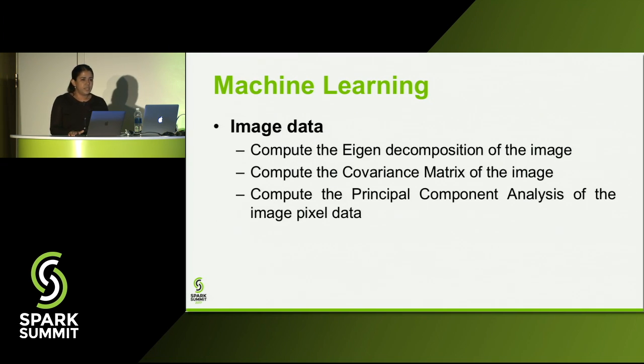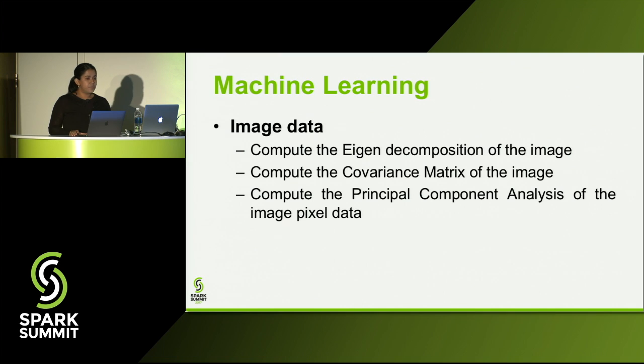Okay, so that was machine learning with patient data. When it comes to image data, what can you do? You can compute the eigen decomposition of an image to reduce the space of the image. You can compute the covariance matrix, because sometimes the covariance matrix gives you more information than the image by itself. These can also be independently used as pre-processing steps that you could then send to a deep learning algorithm or build stuff over it.